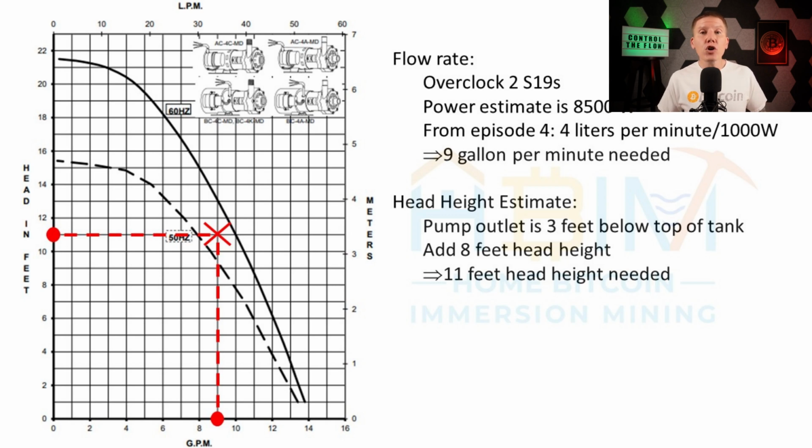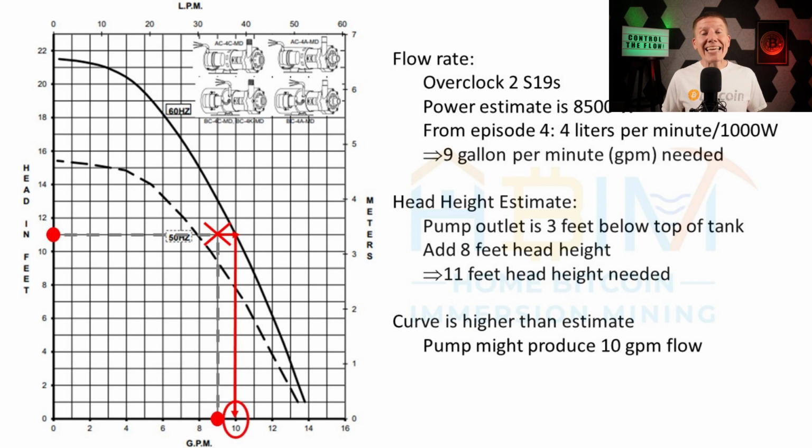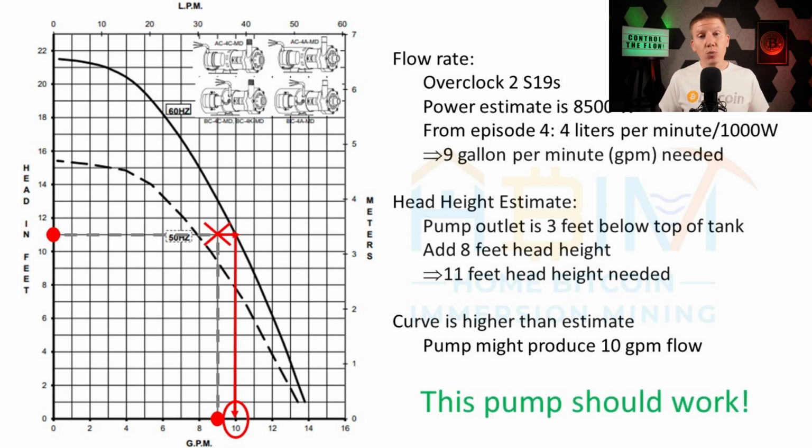Now finding the intersection point on this chart for a pump running in the US with 60 hertz power, we can see that the curve is a little higher than we need. This looks great, but to make sure, let's do a quick check to see how much extra flow we're going to get. Extending rightwards to the curve and drawing back down to the horizontal axis, this chart shows that we'll get about 10 gallons per minute with this pump and this estimate of fluid restrictions. So in this case, the pump should work.